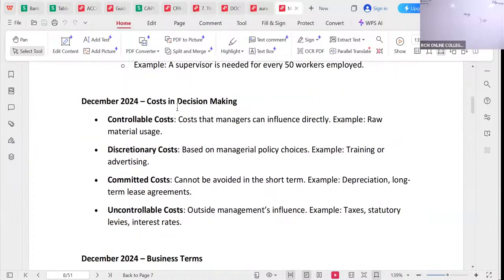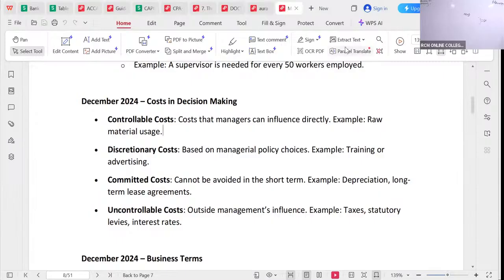Controllable costs are those costs that managers can influence directly. Example, raw material usage. Managers can say, this year we are using this quantity of materials. Discretionary costs are based on managerial policy choices.